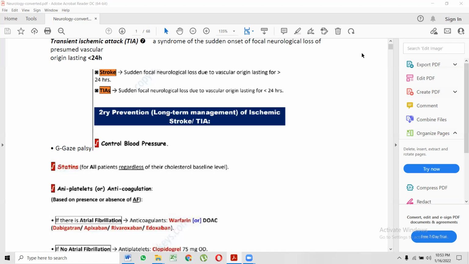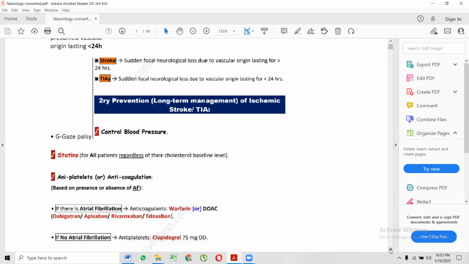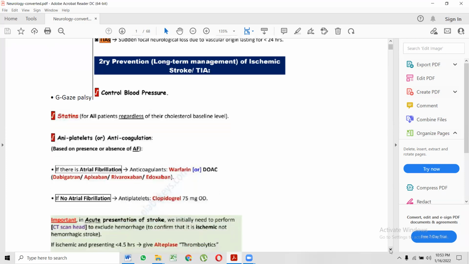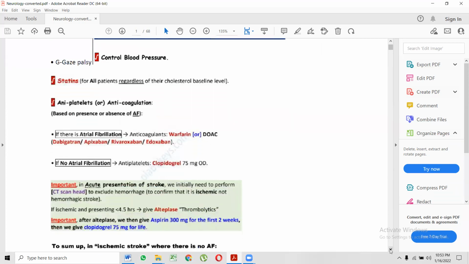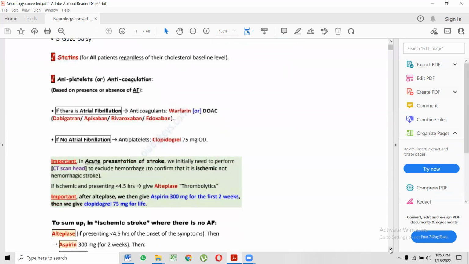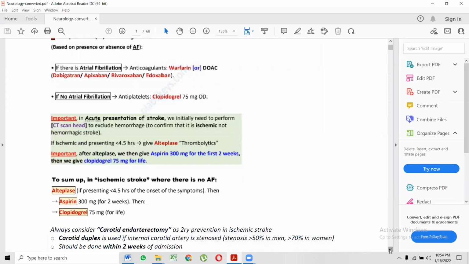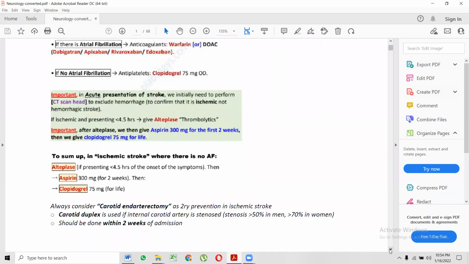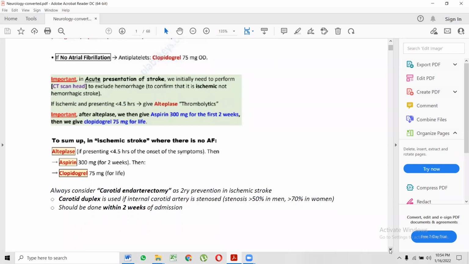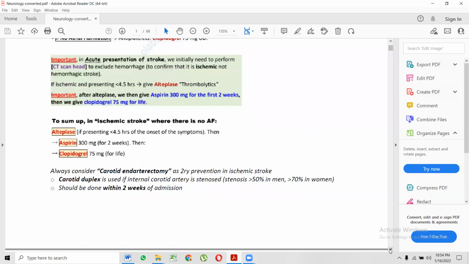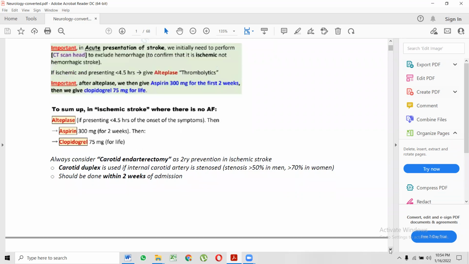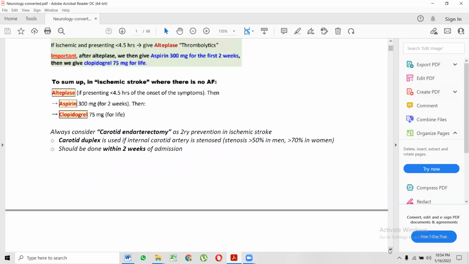So the initial management of ischemic stroke if the patient presents within 4.5 hours is alteplase. To sum up the management of ischemic stroke, if presenting with less than 4.5 hours, then alteplase, and after that 300 mg aspirin for 2 weeks and clopidogrel for life.